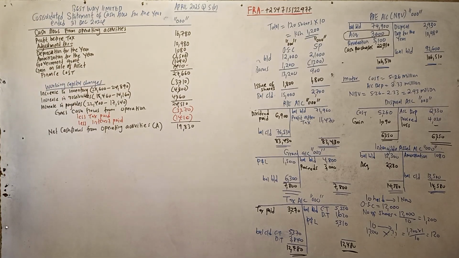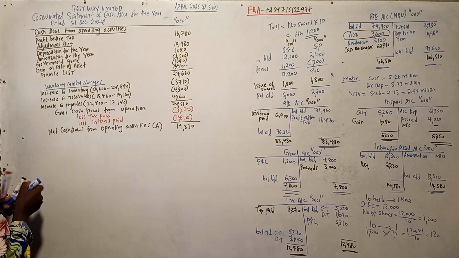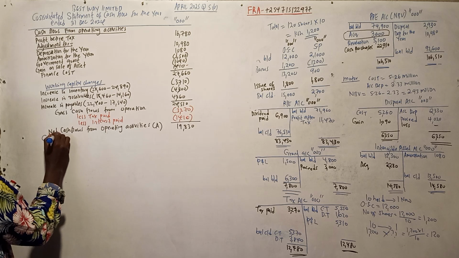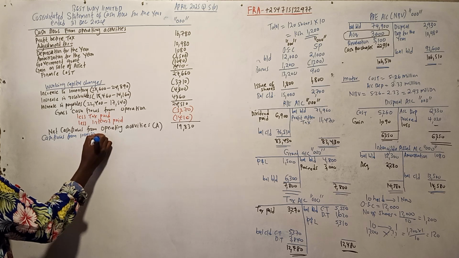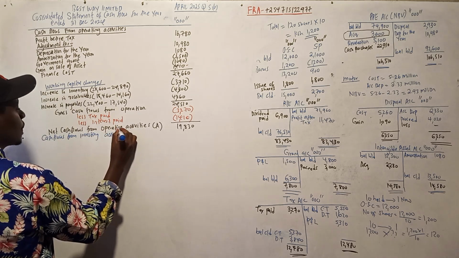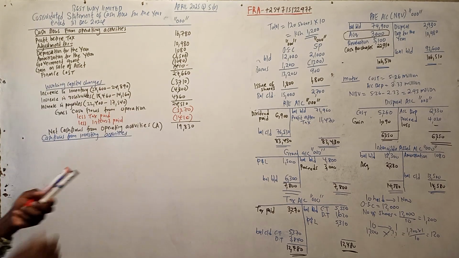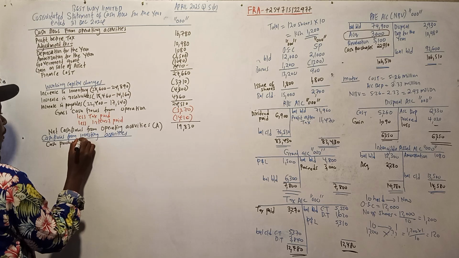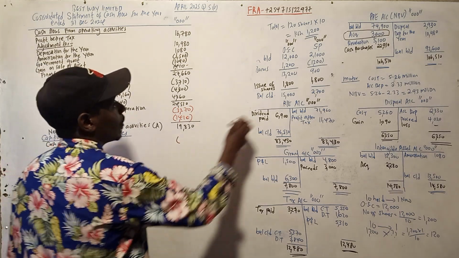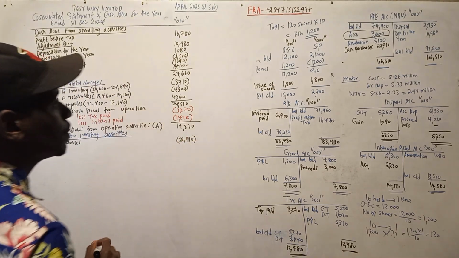You can go to the next one, the cash flows from investing activities. You can start with the common ones. We have the cash purchases of PPE. The amount was 22,910. So it's a purchase, so it's money out.